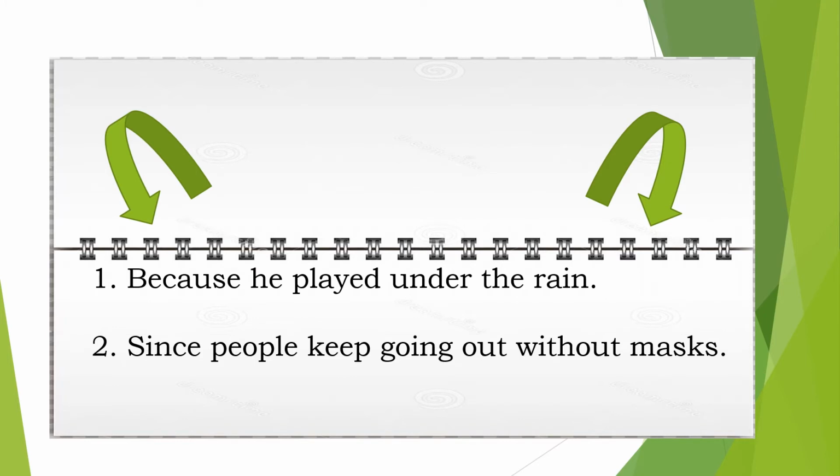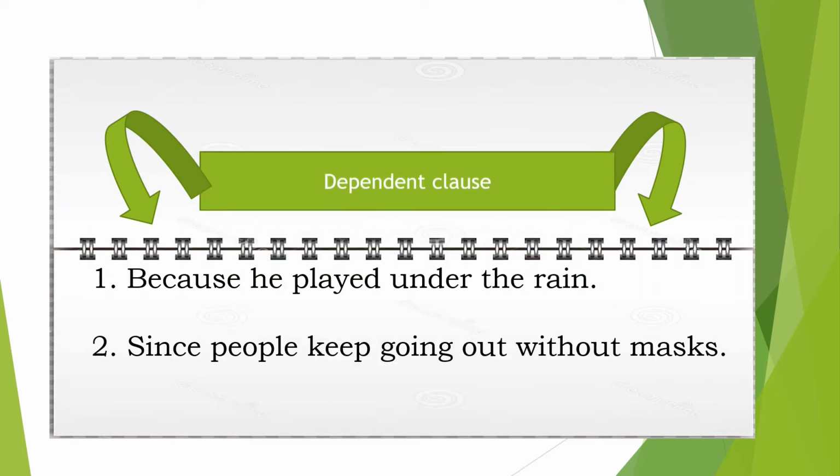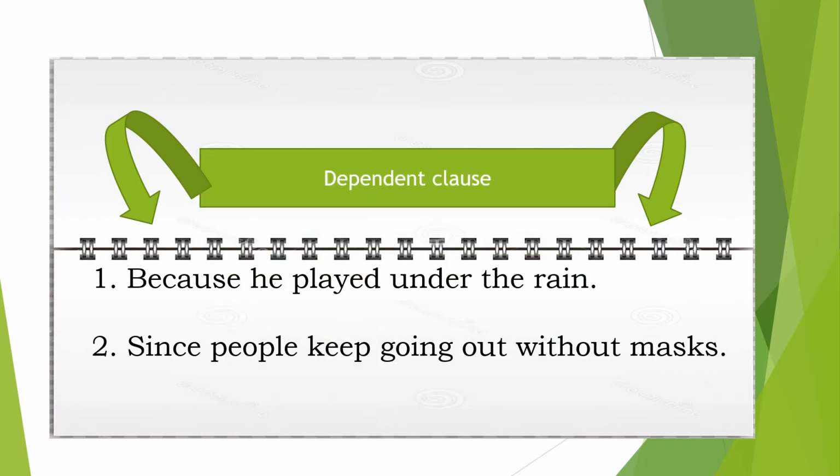Now, let us read the two sentences. Because he played under the rain, since people keep going out without masks. Do they have a complete thought? If your answer is no, then you are very good. They don't have a complete thought, so we call them dependent clause, or we also call them cause. Will they stand on their own as a sentence? No, they cannot stand on their own. So what do we call them again? We call them dependent clause.